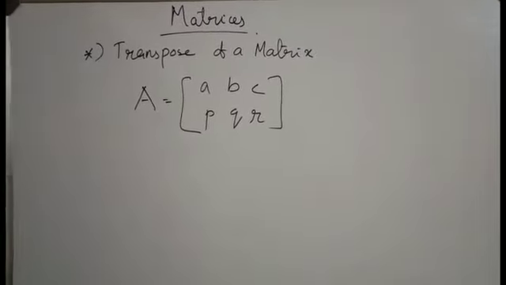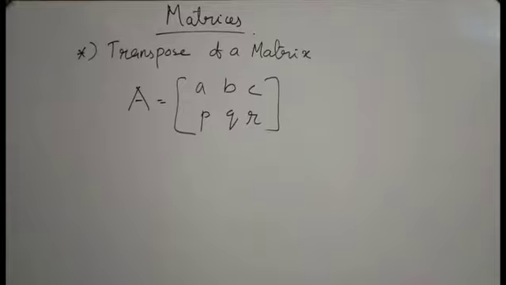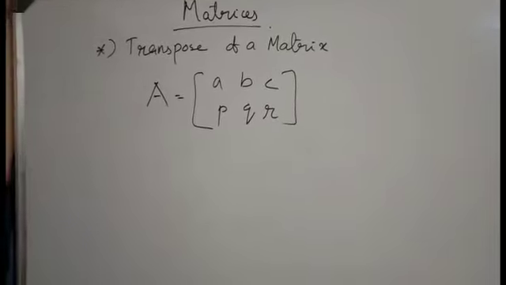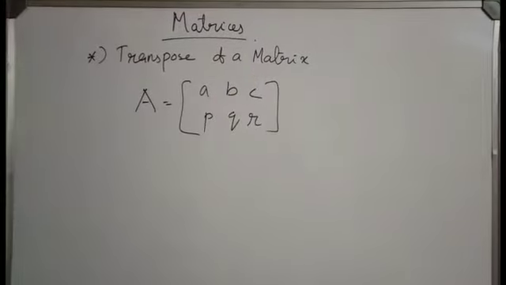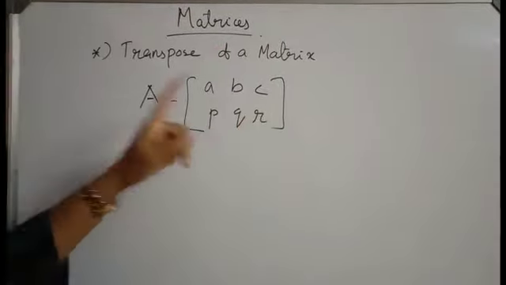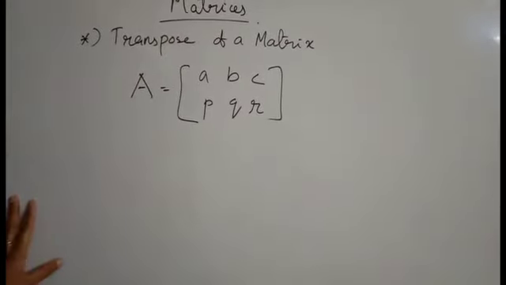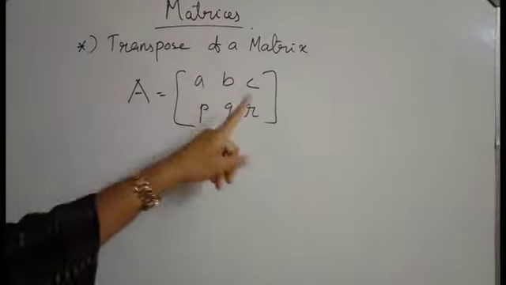In the previous class, we discussed matrices. In today's class, let's see some more topics on matrices. The first one is the transpose of a matrix. What do you mean by the transpose, or how can the transpose be obtained? The transpose of a matrix can be obtained by interchanging the rows and columns.